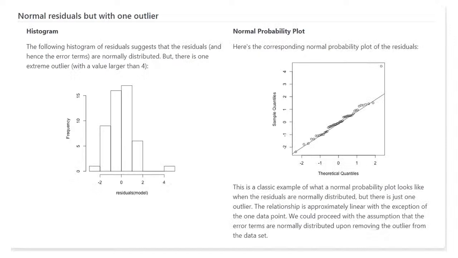Now consider, if you observe that your normal probability plot looks like this, and one observation is very far from this line, this means there is an outlier. This is the indication of an outlier. And the corresponding histogram, if you draw it, also looks like this.